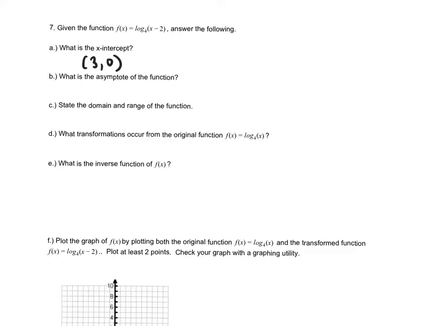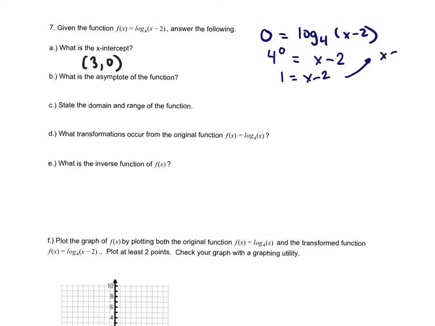If I want to do it algebraically, a little tricky, remember we put 0 in for y. So it would be 0 equals log base 4 of x minus 2. And then I'd simply switch to exponential form, which is 4 to the 0 equals x minus 2. But 4 to the 0 is 1, so it's 1 equals x minus 2, so x is 3. Now again, I just looked on the graph, not too tricky to find it there, but that would be the algebraic computation. What is the asymptote of the function?